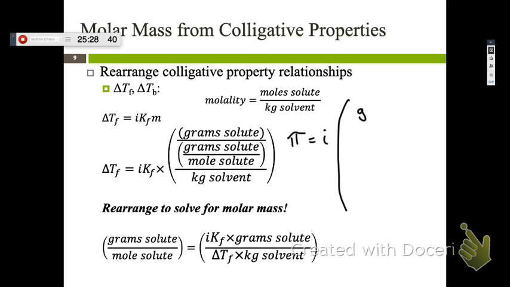Let's come back to that. Logan, you want to help out there? Grams of solute divided by the molar mass divided by... So osmotic pressure is molarity times the constant, okay. Yeah, that one.